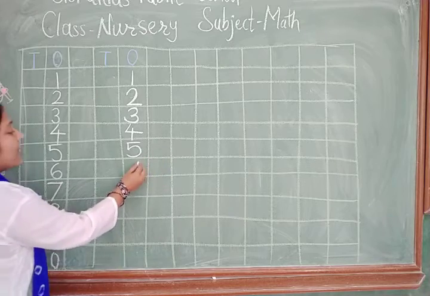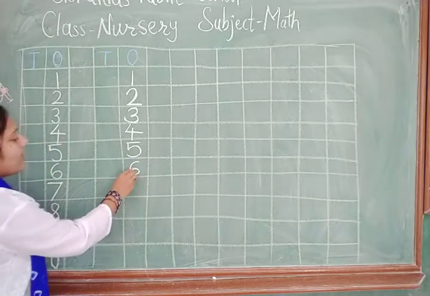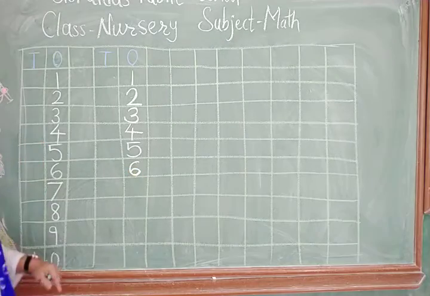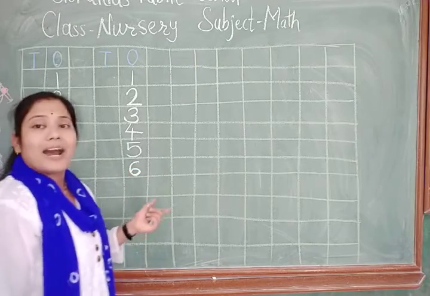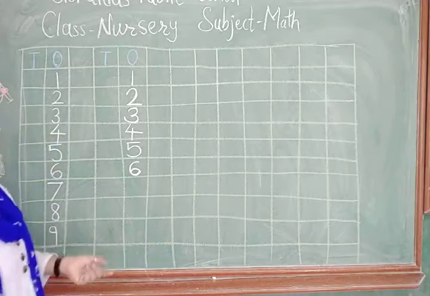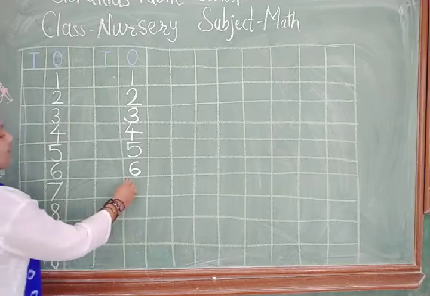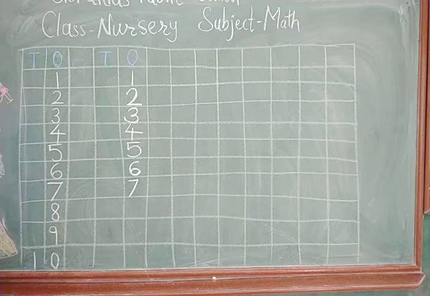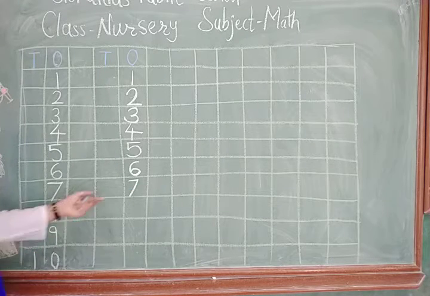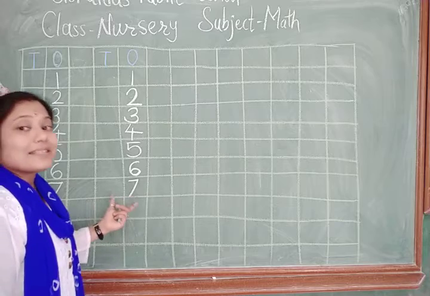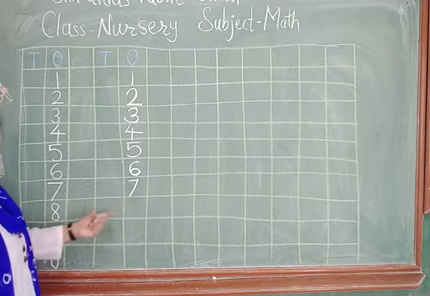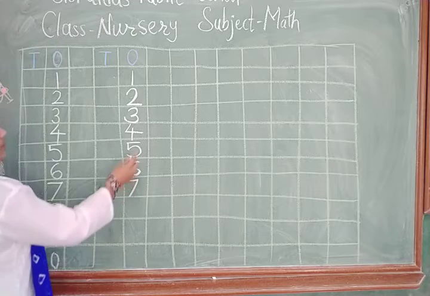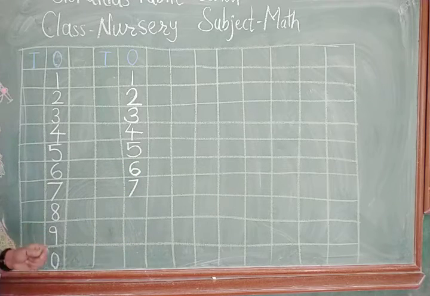So here we write number 6. One half curve, and one small half curve inside it. This is number 6. And one slipping line and one slanting line make number 7. This is number 7. And then, which number comes after number 7?